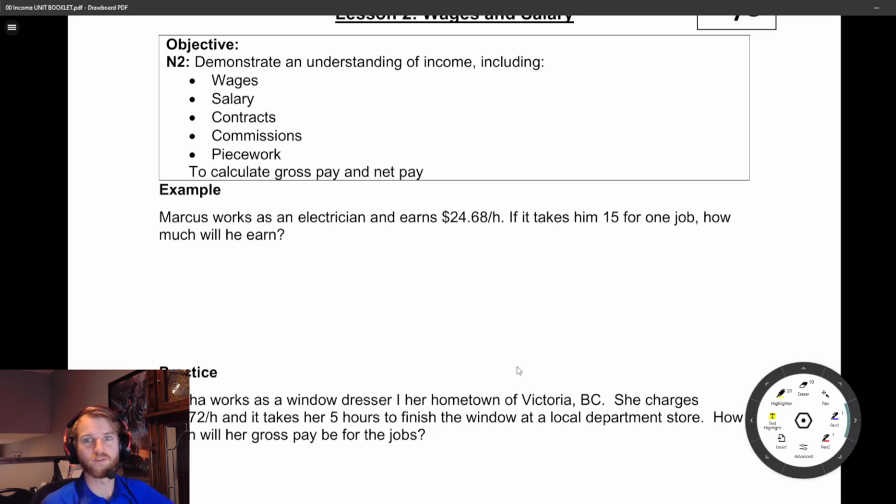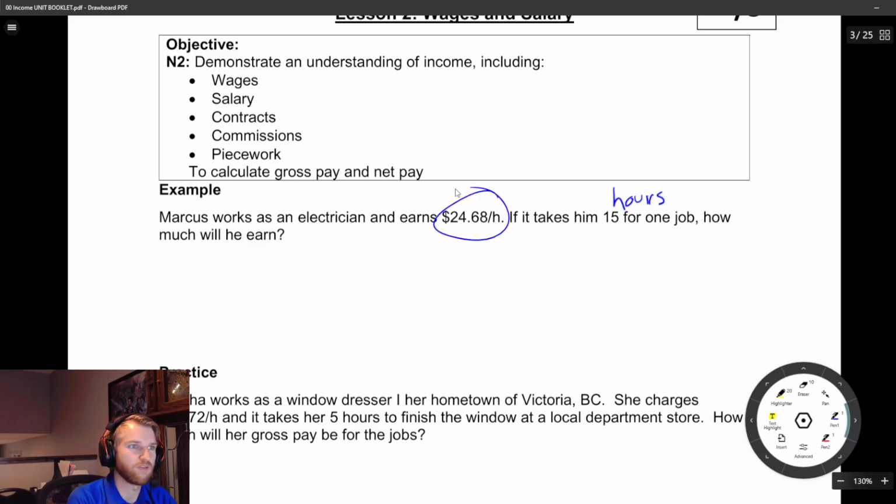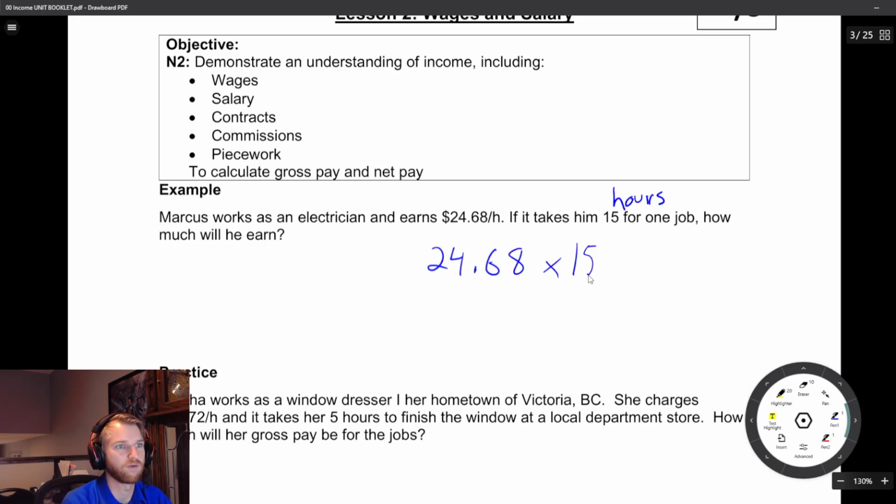So, Marcus works as an electrician and earns $24.68 an hour. If it takes him 15 hours for one job, how much will he earn? Okay, so he's making this much every single hour, and he works 15 hours. So this is exactly what you would probably expect, right? $24.68 times 15 hours, and that will tell you how much you made.